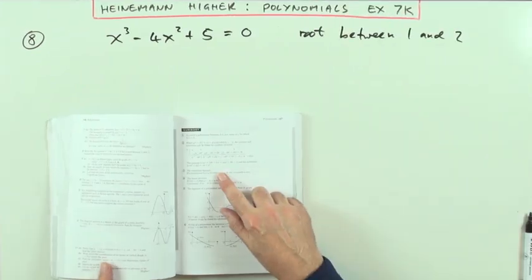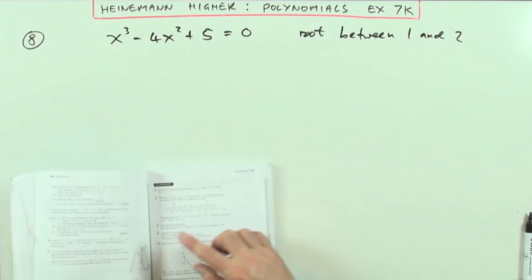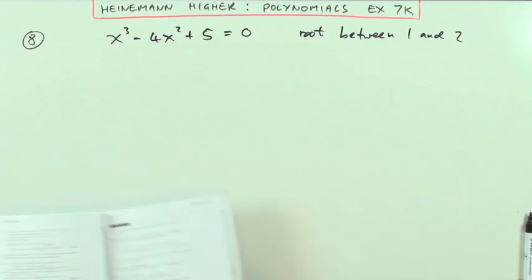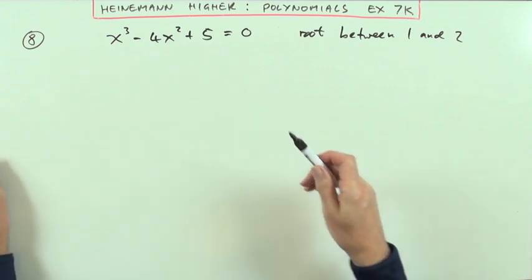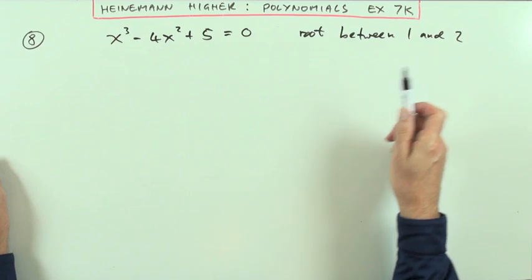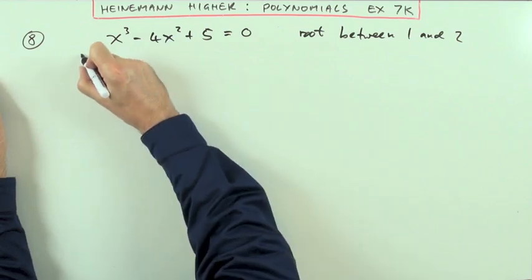Heinemann Higher, Chapter 7 of Polynomials, the mixed exercise 7k at the end. Question 8, the first of a few questions on finding approximate roots to equations. Here we've got a cubic equation which has got a root somewhere between 1 and 2, but it's not an exact one. You'll have to find it by homing in by a process of iteration.